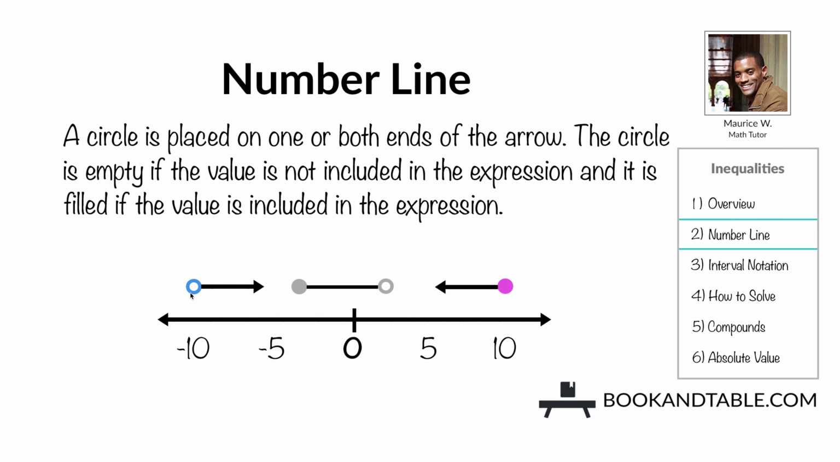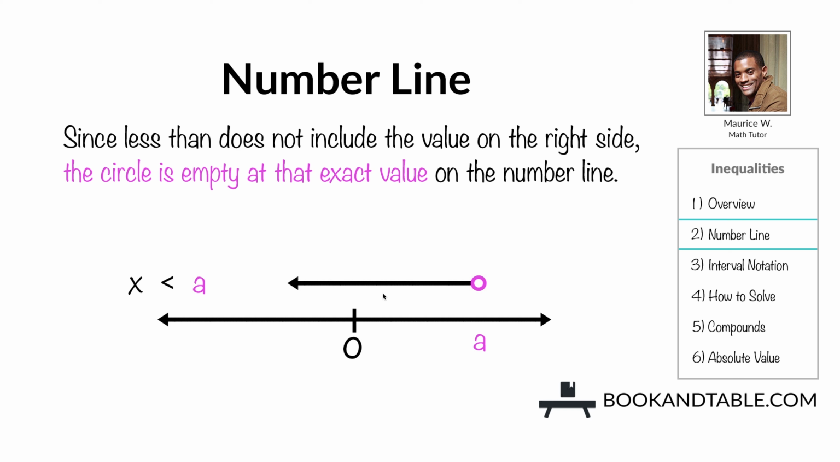So a circle is placed on one or both ends of the arrow, and the circle is empty if the value is not included in the expression, and it is filled if the value is included in the expression. So let's dive deeper into this one. Since less than does not include the value on the right side, the circle is empty at that exact value on the number line.